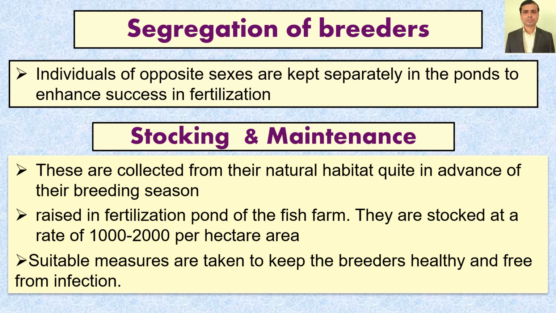Suitable measures are taken to keep the breeders healthy and free from infection. Usually, while transferring the breeders from one pond to another, potassium permanganate solution treatment is essential for avoiding contamination by microbes, and the treatment is usually done for half an hour to 1 hour.